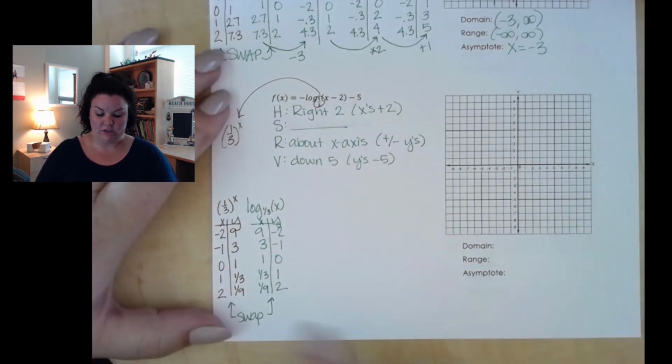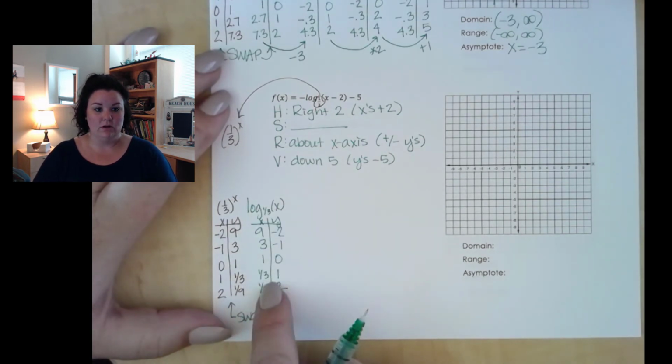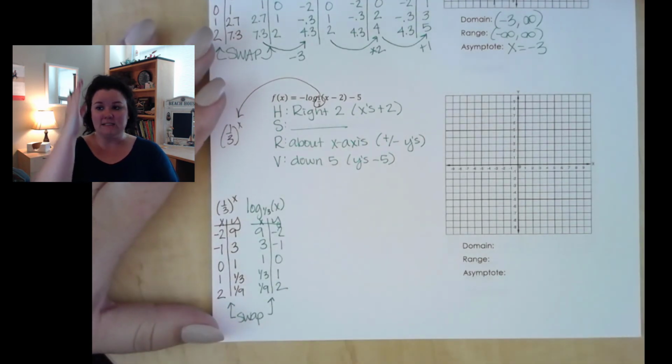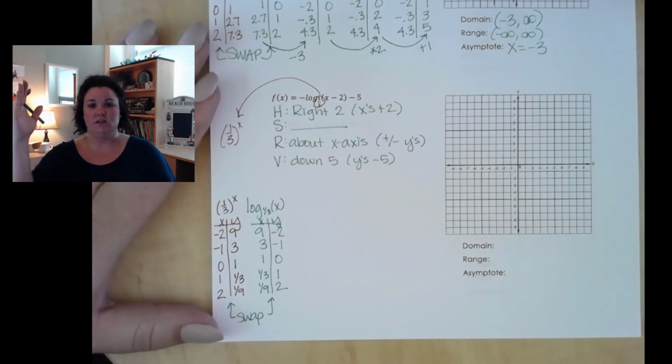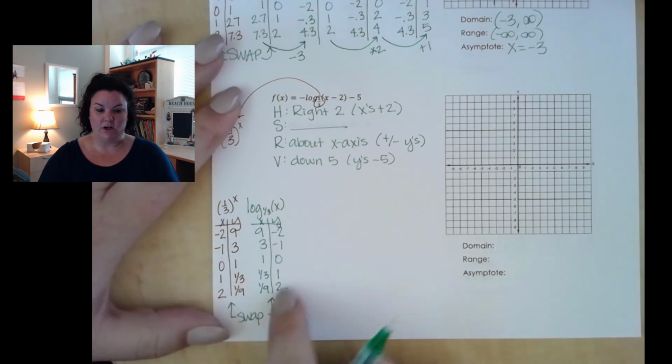Remember, the starting point, our asymptote, is going to be at 0. The only thing that's going to change our vertical asymptote is if we move our function to the left or right. So let's go ahead and start doing our transformations.